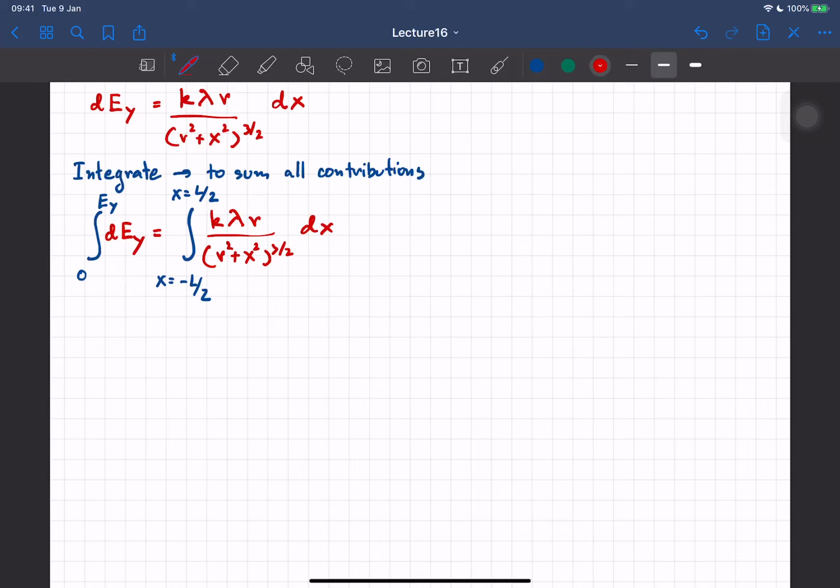So let's do that. The left hand side is easy because it's just EY. And the right hand side, you can take out all the constants because it doesn't change the integral. So it's going to be k lambda r, and there's nothing else we can do. So we need to put the integral sign here: 1 over r squared plus x squared to the 3/2 power, and then dx.